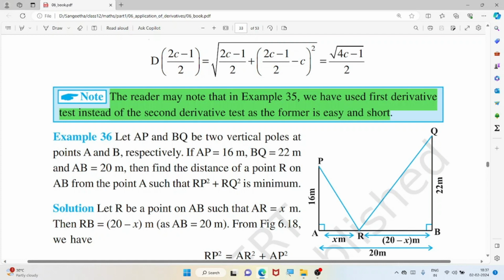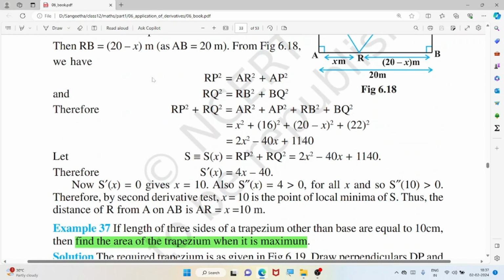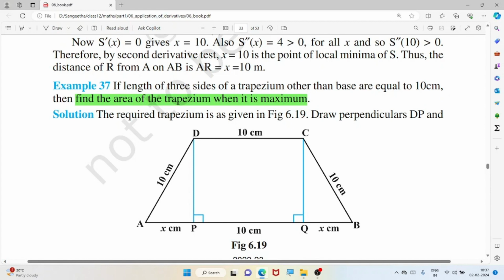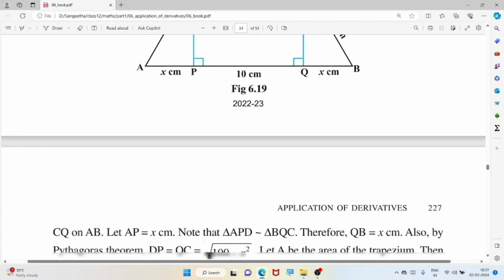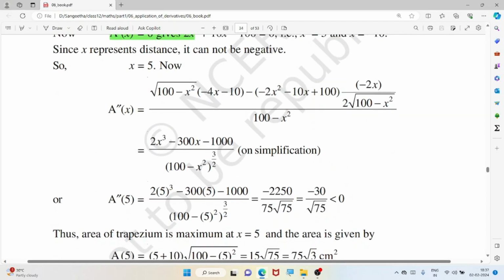So whichever test is easy for a particular problem, you use that. The reader may note that in example 35 we use the first derivative test instead of the second derivative test as the form is easy and short. So these are all solved, you can easily understand, just read it. Okay.